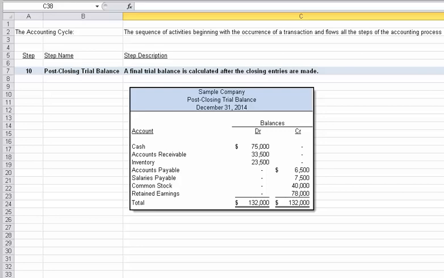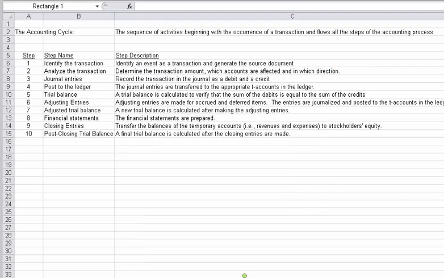Alright, so again, an overview. There's 10 steps of the accounting cycle. We identify the transactions, we analyze them, we journalize the entries, we post to the ledger, we prepare a trial balance, then we prepare adjusting entries. At that point, we can prepare an adjusting trial balance. We use the adjusting trial balance to prepare financial statements. Then we'll close out the revenues and expenses and prepare a post-closing trial balance.